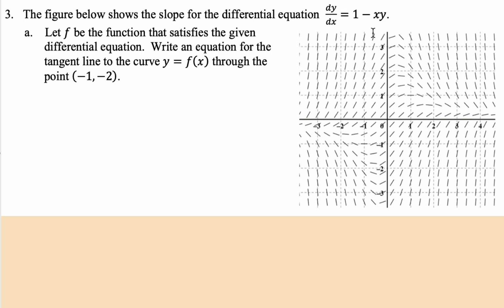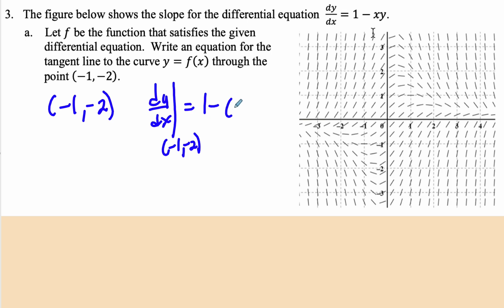We don't have to actually do it and create all of those little tangent lines. But the question asks us to write the equation for the tangent line to this curve through this point. So we do have the point. And to do a tangent line, you also need a slope. So we want to find the slope at the point -1, -2, which means everywhere I see an x, I'm going to write -1. Wherever I see a y, I'm going to write -2. This is going to be equal to 1 minus 2, or -1.